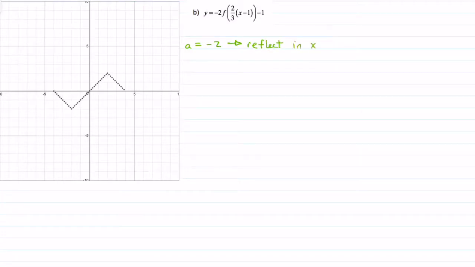Okay, my a value is negative 2, which is two things. First, it's a reflection in the x-axis because it's a negative. And also, it is a vertical expansion by a factor of 2. So it's an expansion because 2 is bigger than 1.